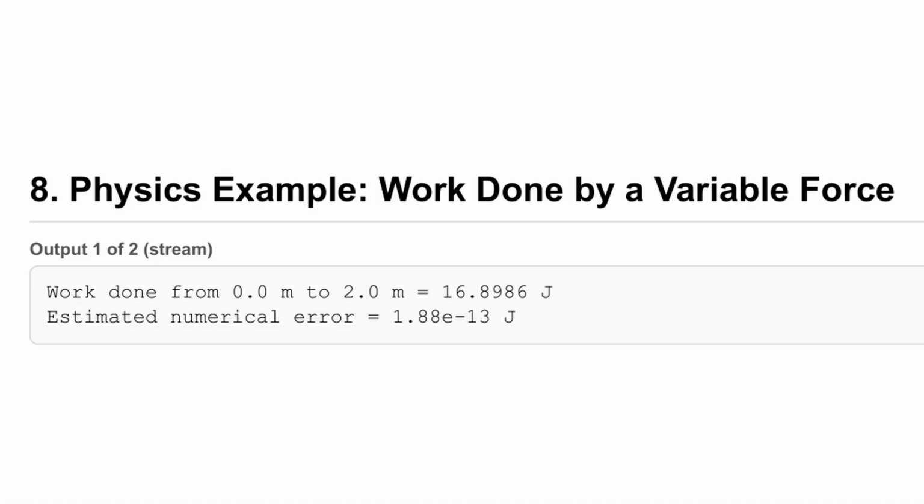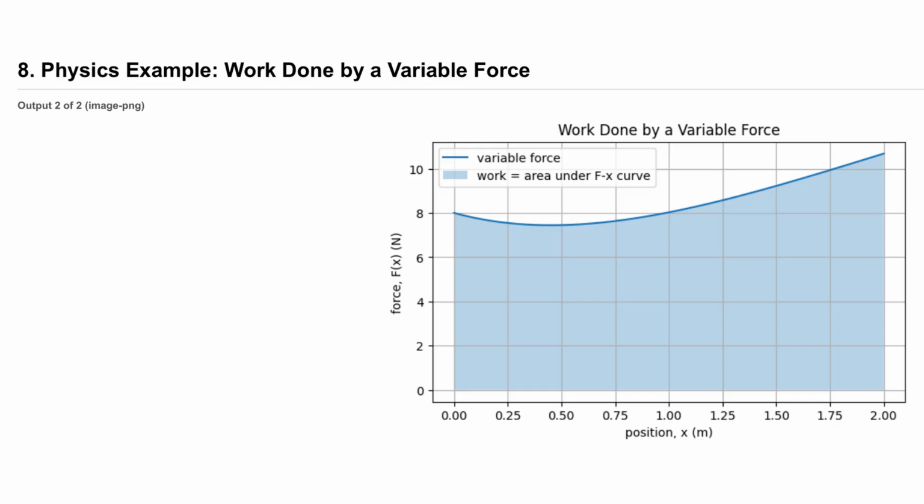The output tells us that the work done is approximately 16.9 joules. The extremely small numerical error gives us great confidence in the computational evaluation of this physical system. Visually, the force curve shows a slight initial dip before rising, and the shaded area is the total work done. The entire curve stays positive over this domain, meaning the force is continuously doing positive work on the particle.